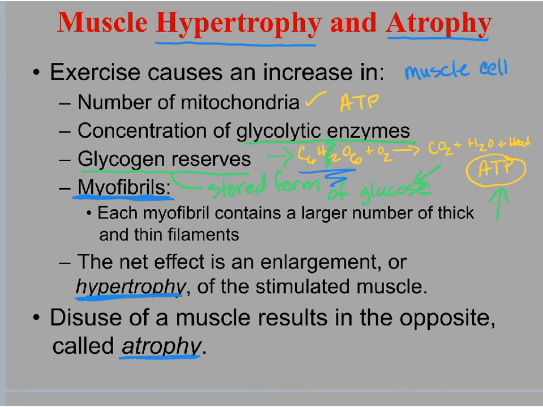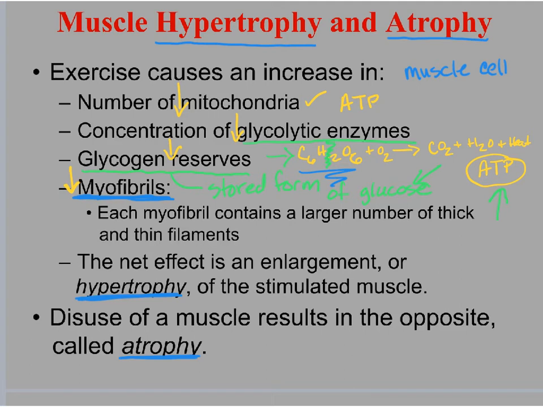And what happens in atrophy is, let me get my pen out here. The number of mitochondria decreases. The amount of glycolytic enzymes decreases. Glycogen reserves decrease. And therefore, the myofibrils start to disappear. So when all of those things decrease, the individual muscle cell decreases in size. If all the cells decrease in size, the fascicles decrease in size, and if the fascicles decrease in size, you see a decrease in the size of the muscle itself. This is called atrophy.